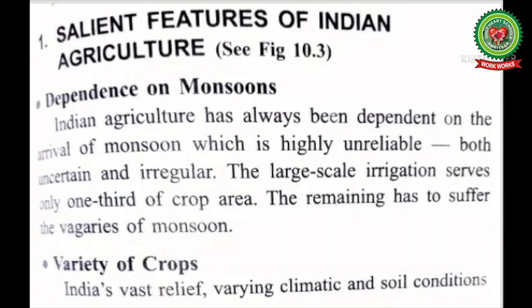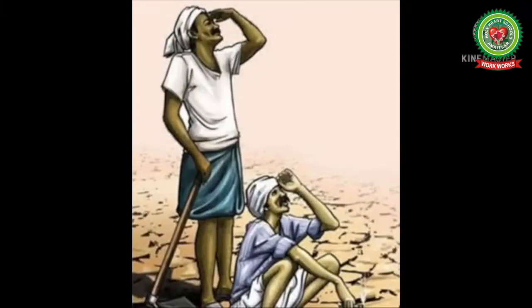Vagaries means unexpected. Students, the rainy season in our country is limited to a few months, that is, from June to September. A major part of rainfall during the monsoon season is not only irregular and uncertain, but also unreliable. The rainfall is also unevenly distributed. Thus, about 65% of the net sown area in our country depends on the vagaries of seasonal rainfall.